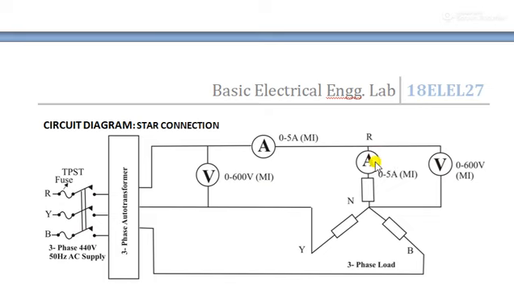So here these two ammeters are required. You can measure the line and phase quantities. This is for line quantity and this is for phase quantity. So this is the circuit diagram for the star connection.